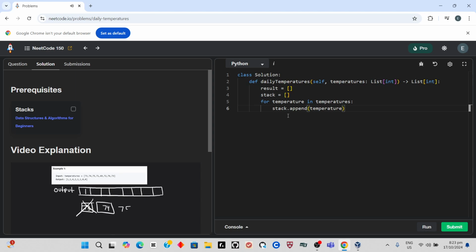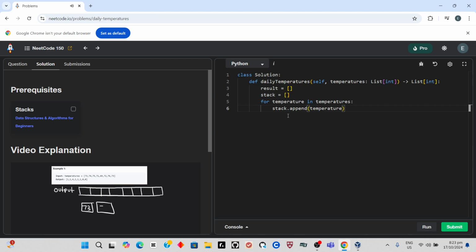Now, when we get to a 75, the exact same thing is going to happen, right? Clearly, we see these temperatures are in increasing order. So we see, okay, one day it took us to get a temperature greater than this. We'll put a 1 in the output, pop this from the stack. And if we just had increasing temperatures, that would be really easy for us, right? But it's not always going to happen where we have increasing temperatures.